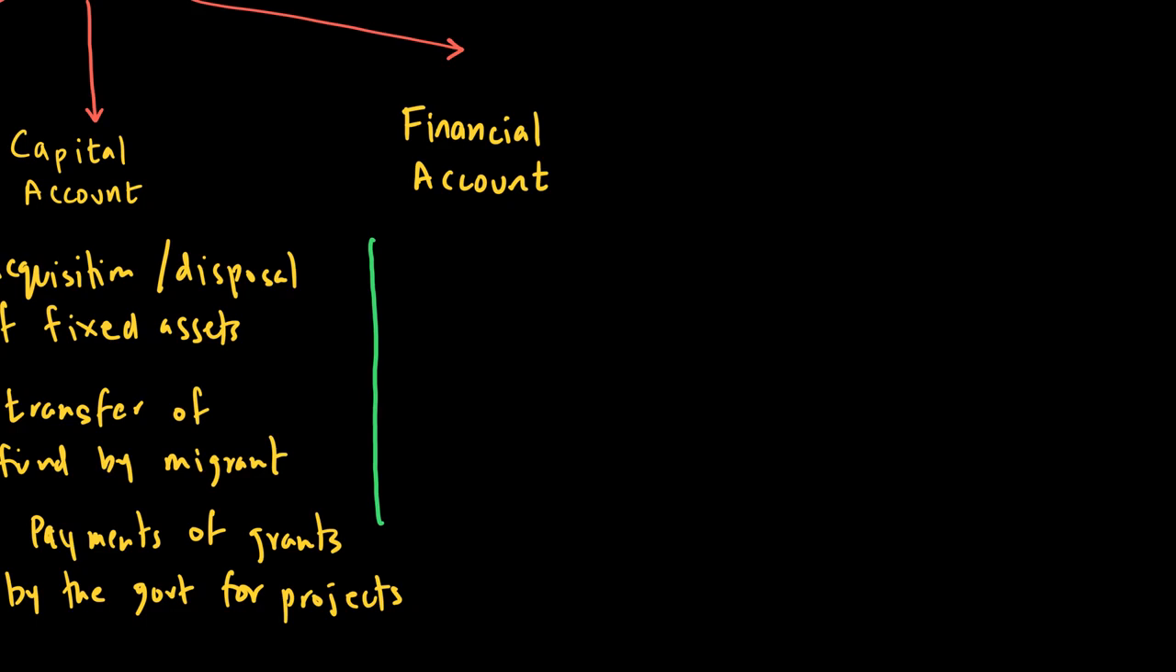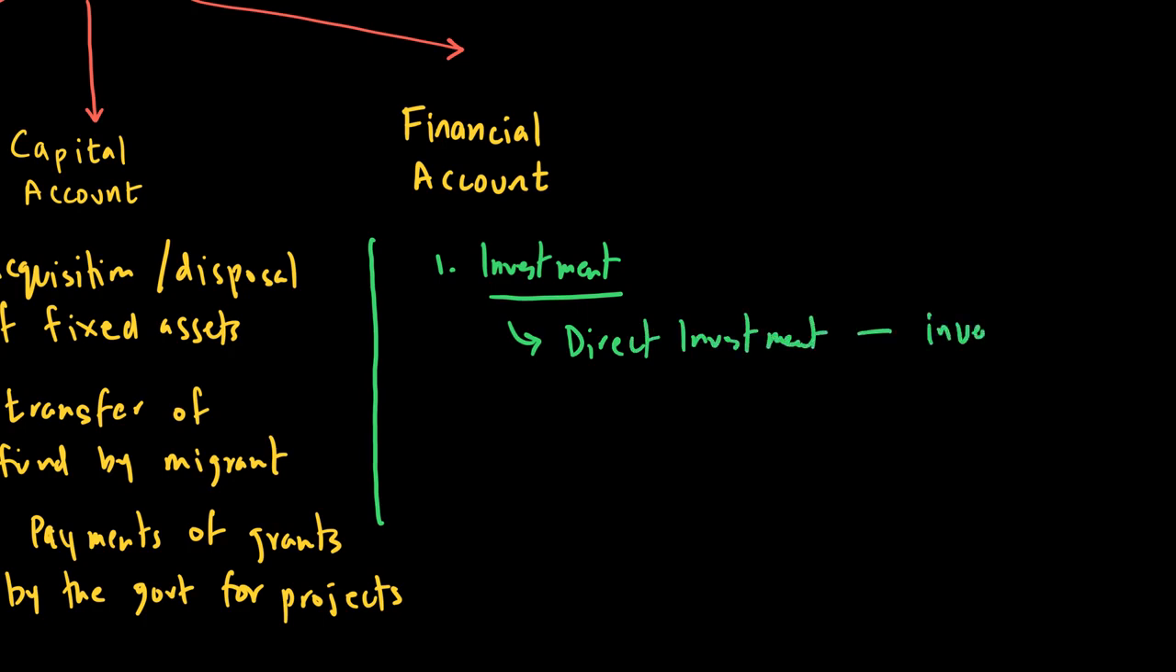One is my investment, in terms of what we call a direct investment, which is investment in physical assets. Let me write this: investment in physical assets. For example, China decides to open a factory in the US, or the US decides to open a factory in China, will be investment in physical assets. That will be an inflow of money in the financial account as a direct investment.